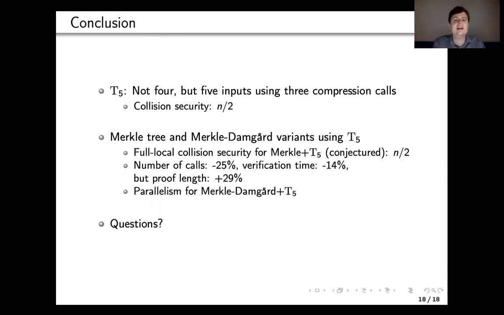For Merkle plus T5, we are conjecturing, based on a conjecture related to the 3 XOR problem, full local collision security of n over 2. For this construction, the number of calls and the verification time is reduced by respectively 25% and 14%. However, the length of the proof is increased by 29%. Then we also recall the Merkle-Damgård construction, and we show that when you plug in T5 there, there's a lot more possibility for parallelism to evaluate this construction.